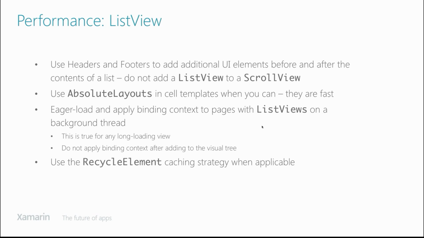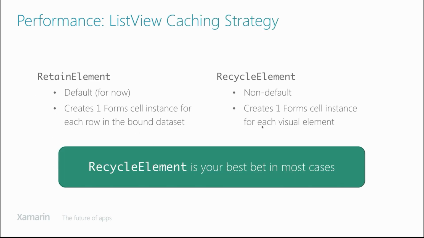Finally, use RecycleElement. This is a new enum value for a caching strategy mechanism within list views. So let's talk about what RecycleElement does and what the options are. Forms 2.0 introduced RetainElement and RecycleElement as possible values for ListView caching strategies. RetainElement is the default. It's what is used today, and it's what would be used if you didn't specify anything.